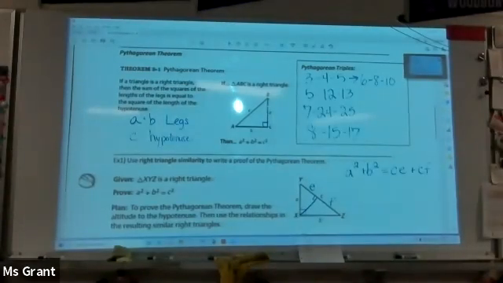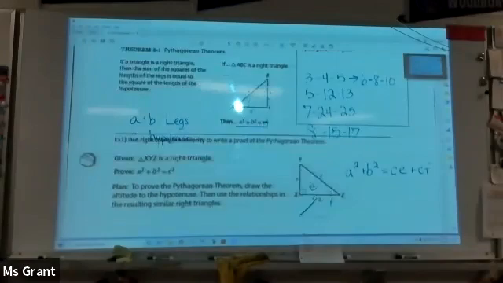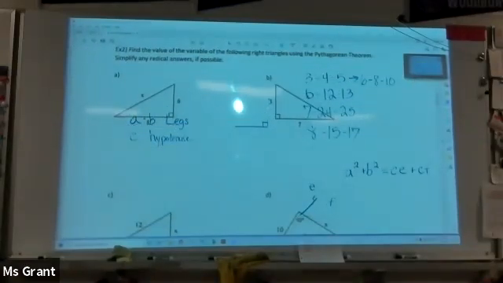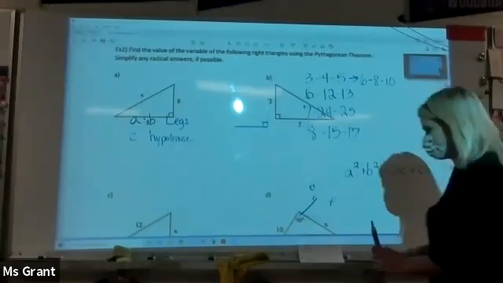So you're going to need a calculator. Can everybody get one out at home? So let me scroll down. We're going to start putting this into practice. So we're on to the next. Find the value of the missing variable.